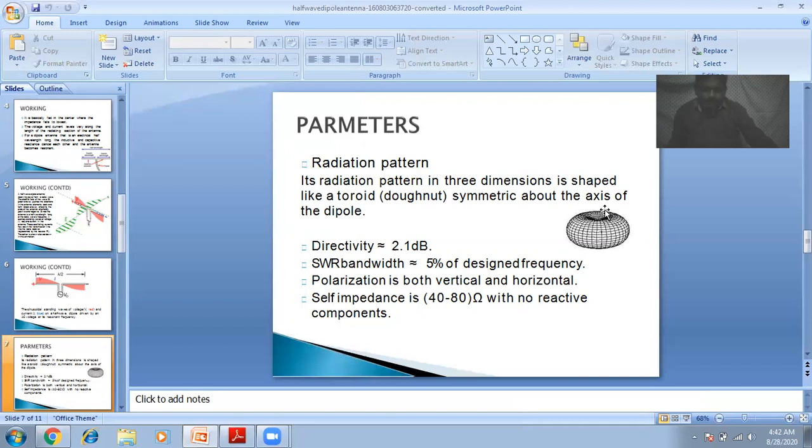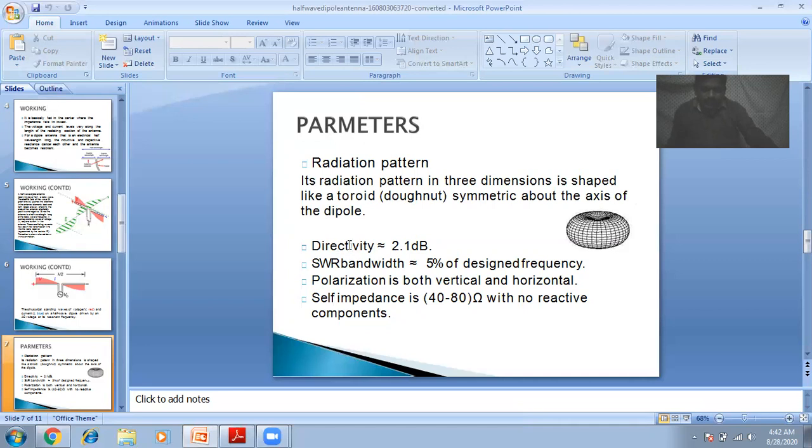Okay, that means if you cut this pattern horizontally, that means in this way, you will get a circular pattern. So if you cut this pattern vertically, automatically you will get a figure of 8 pattern. That also will be seen in the coming slides.